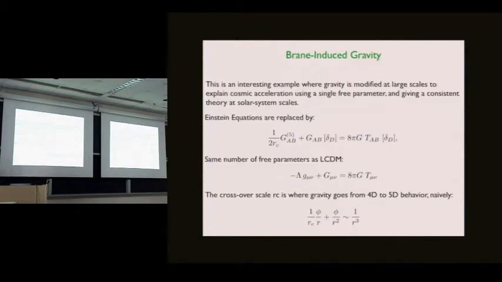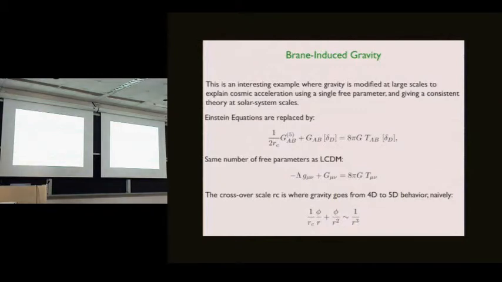So the example I want to discuss is the so-called brane-induced gravity. This is sometimes called the DGP model. The reason for it is that it's an example where everything is calculable, with as many free parameters as lambda CDM. So it's a very predictable theory, except that making the predictions is quite a bit more challenging than in the lambda CDM case. So in this case, in the Einstein equations, we live in a universe that is actually 5-dimensional, 4+1.